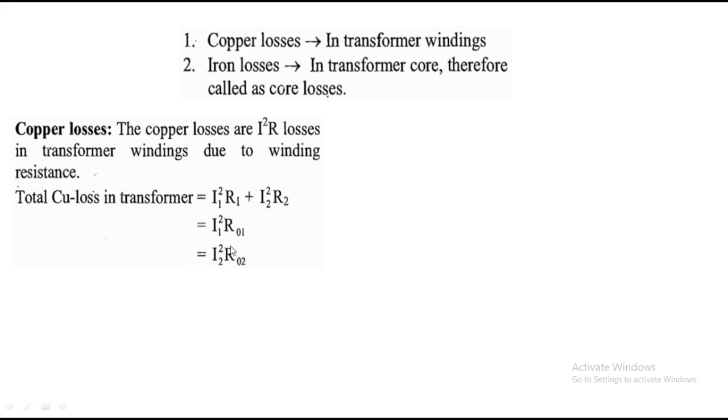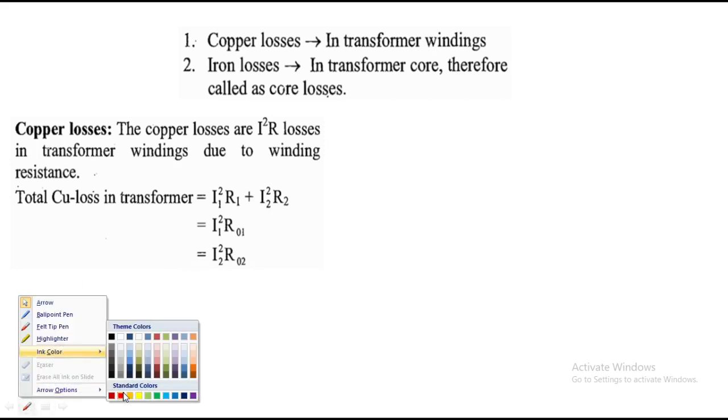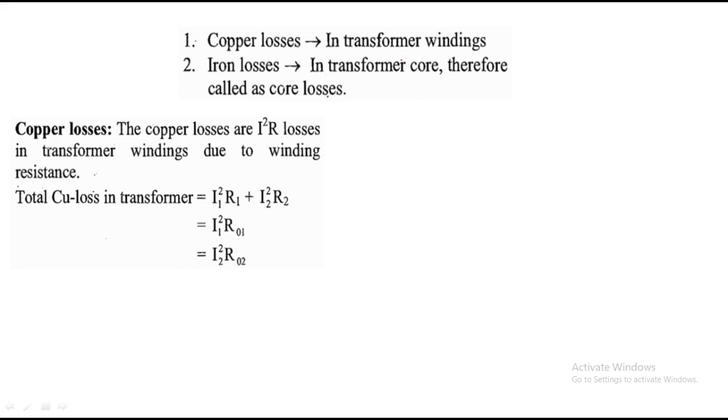So first I would like to discuss copper losses. What is copper loss? These are the losses which occur due to the transformer windings. And the iron losses are due to the transformer core, right? So coming to the first one, copper losses. The copper losses are simply I square R losses.